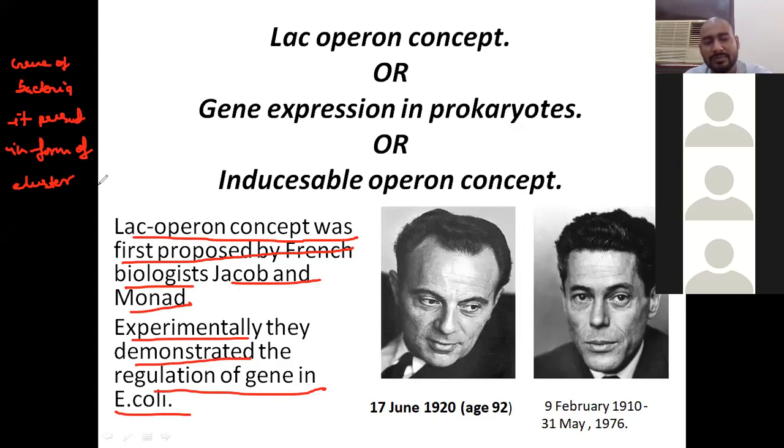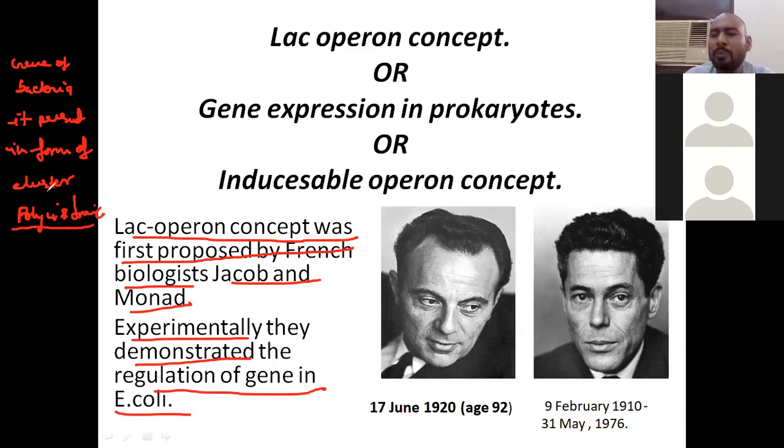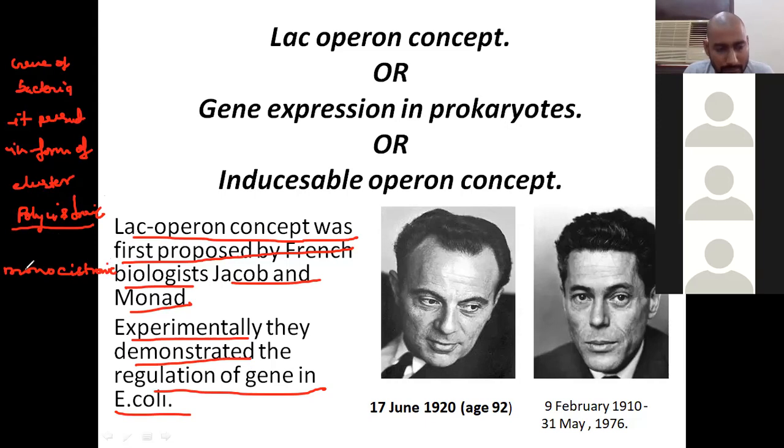I told you already one concept, polycistronic genes. Prokaryotic genes are polycistronic and eukaryotic genes are monocistronic. Do you know this? I told you already in previous classes about this. Polycistronic means a single gene can perform multiple functions, and monocistronic means a single gene, single function. Monocistronic is found in eukaryotes, and polycistronic is found in prokaryotes. A polycistronic gene is also known as the operon. Is it fine? Okay.